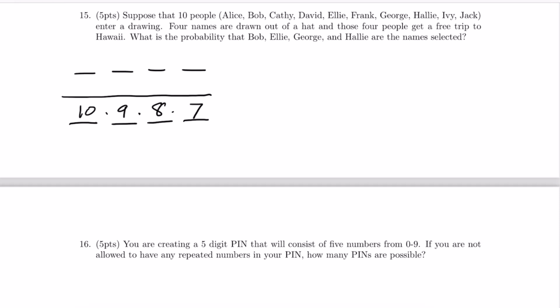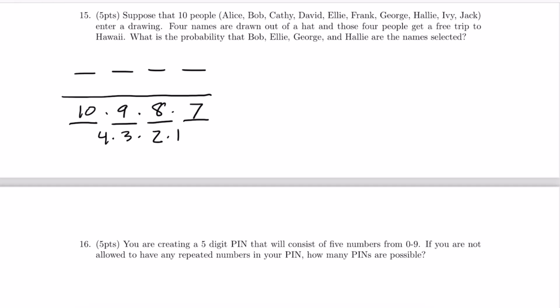And the order that I choose these people in doesn't matter, because it's not like the first person gets a first class seat and the second person gets to go paragliding. There's no specification for choosing them in a specific order. So that means I'm going to divide by 4 factorial. So basically, it's like a combination where you're doing 10 choose 4. And that's the number of ways that you could just choose 4 people.